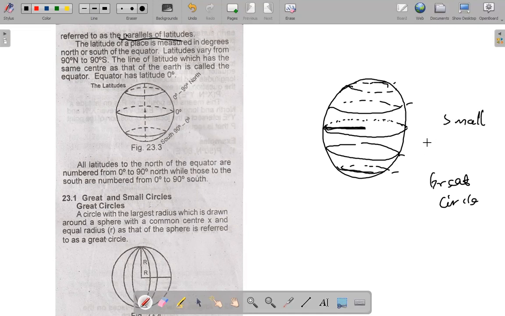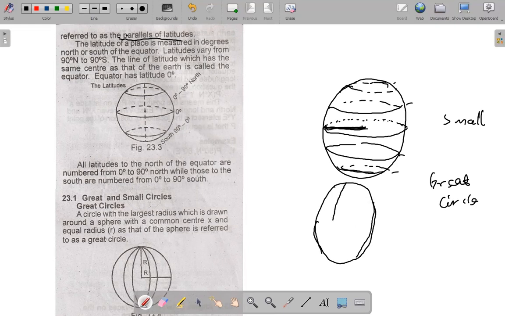So essentially, of the lines of latitude, only the equator is a great circle. Every other one is a small circle. On the other hand, when we talk about lines of longitude, all of them are great circles. They are great circles because their radius is equal to the radius of the Earth itself.